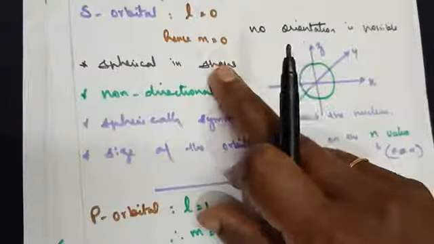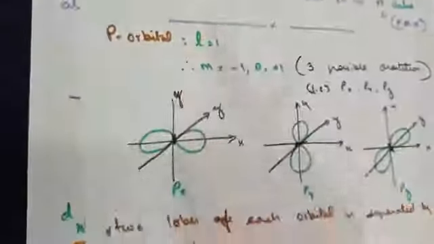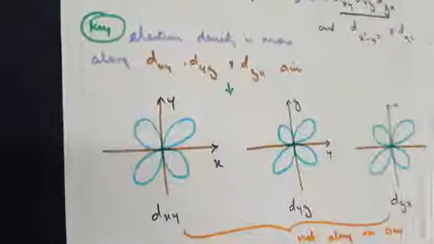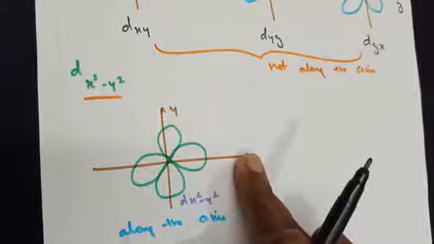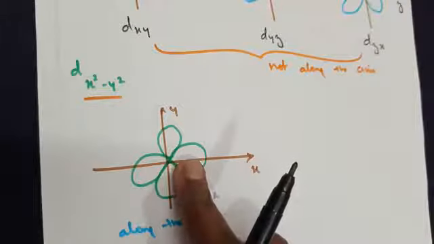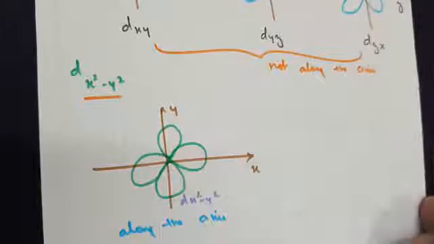S orbital, spherical in shape. P orbital, dumbbell in shape. D orbital is clove in shape. About the F orbital, you do not learn in higher secondary. When you go to your higher studies, BSc or MSc level, in the degree courses you will be learning about the F orbital. About the S, P and D orbitals, I will be teaching you in the 7th lesson.